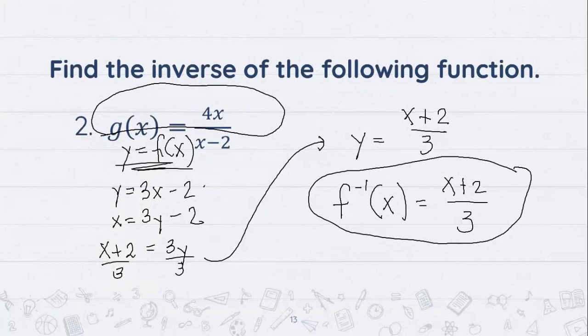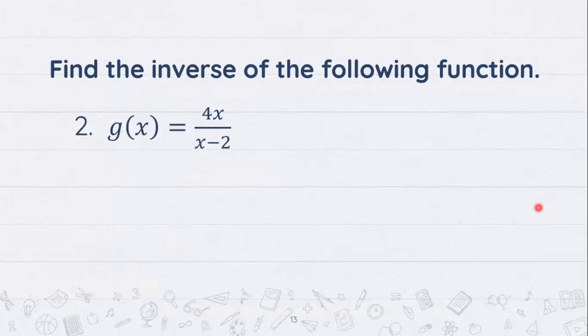So, number 2. We have here a rational function. This is actually one of the difficult examples of a rational function, but anyway, that's why we practice. So, we have number 2. G of x is equal to 4x over x minus 2.